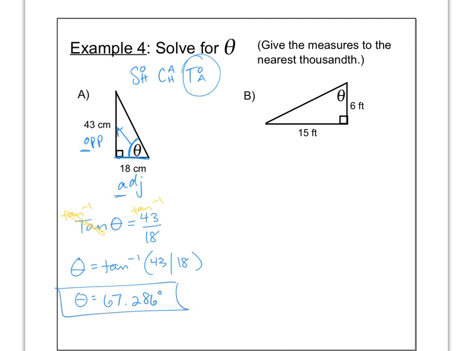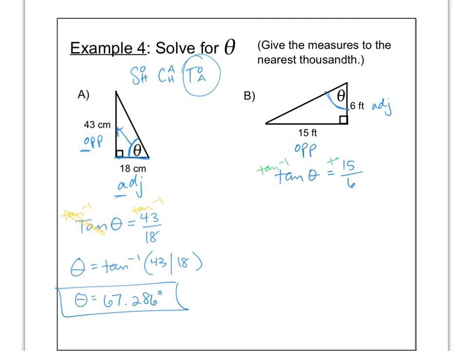Great. Please try the last one on your own. Pause the video for a second and give it a try. Here's your theta. 15 is opposite, 6 is adjacent. Opposite and adjacent go with tangent again. So you're going to do tangent theta equals opposite over adjacent. So 15 over 6. To get theta by itself, you got to get rid of the word tangent.